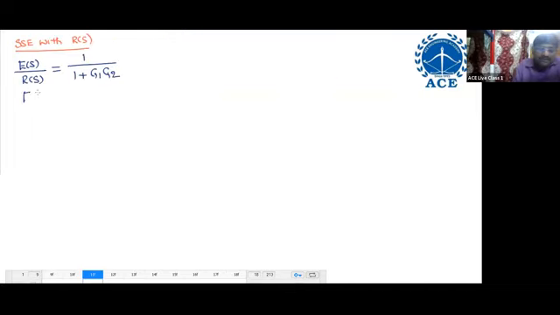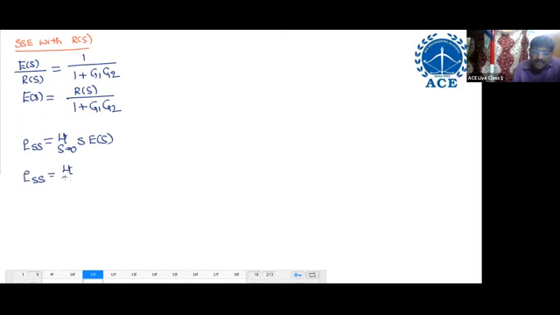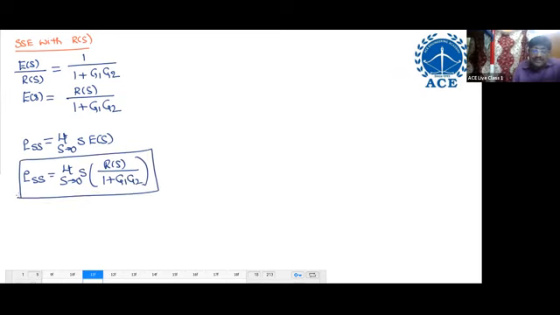Now find E of S. What is E of S? R of S by 1 plus G1, G2. Next find the steady state error: limit S tends to 0 of S into E of S. Now find ESS. What is ESS? Limit S tends to 0 of S into R of S by 1 plus G1, G2. So this is the steady state error due to R of S.